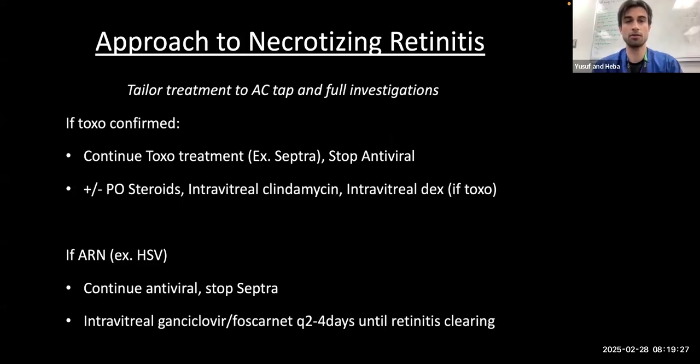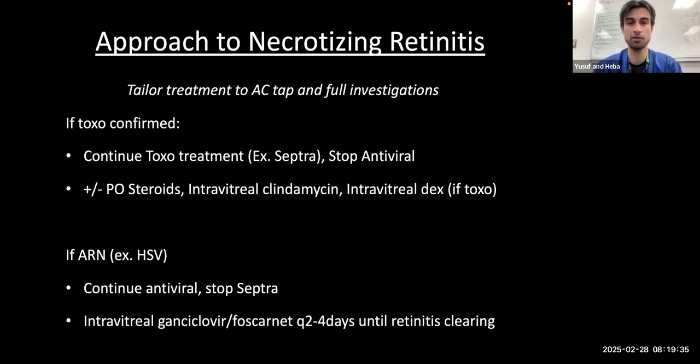So if toxo is confirmed, it's important to continue the toxo treatment. For example, with Septra, the antiviral can be stopped, and you can use adjunctive oral steroids, intravitreal Clinda or intravitreal dexamethasone. And then, let's say if you have an ARN, you just stop the Septra, continue the antiviral, and give intravitreal ganciclovir, foscarnet injections every 2 to 4 days until the retinitis is clearing.